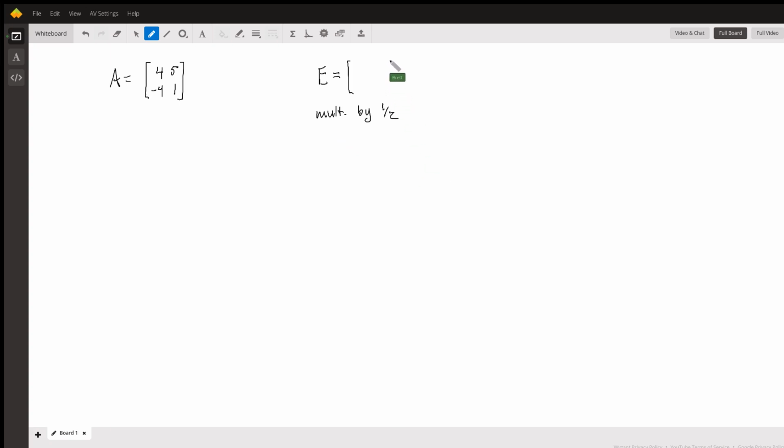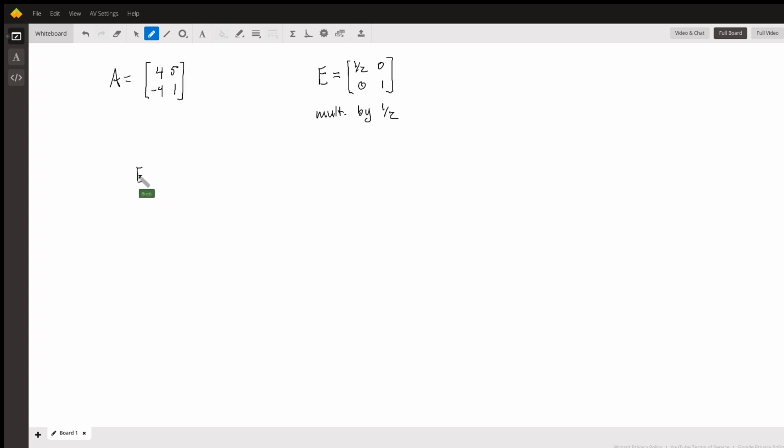what you want to do is do this row operation on an identity matrix. So if we do this operation on the identity matrix, we get 1/2, 0, 0, 1, because we multiply the first row of the identity matrix by 1/2. So this is our E. So your part A in this case would be 1/2, 0, 0, 1.